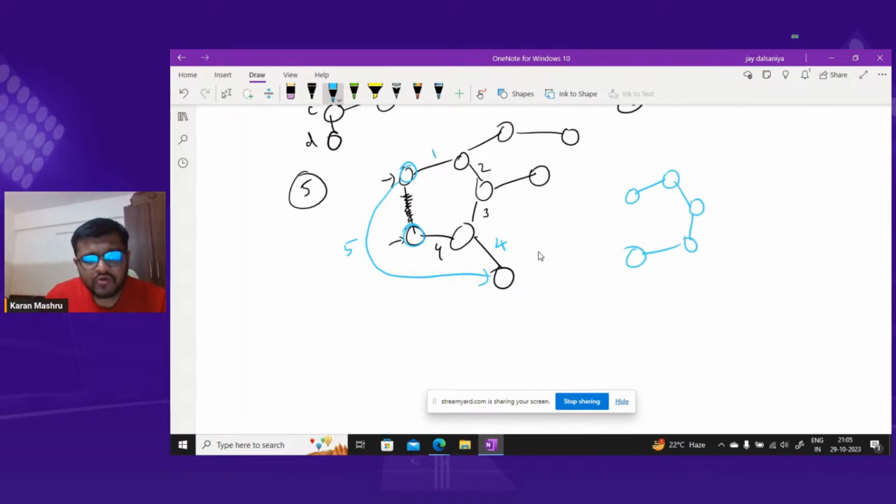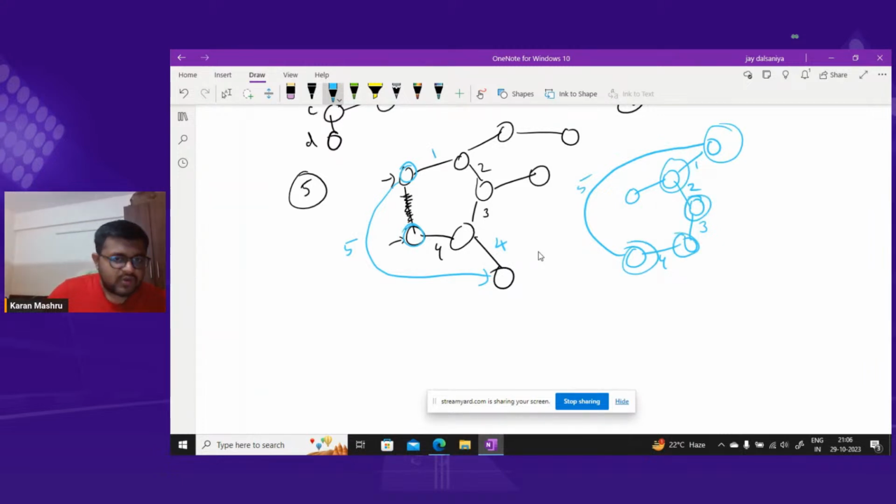This edge I have removed. Now we can see this node is not a part of the cycle. Suppose I connect this with this. So now I again get a cycle. This is first, second, third, fourth, and fifth edge. Again I get a cycle with 5 edges. This is my first node, second node, third node, fourth node, and fifth node. Are you getting my point?